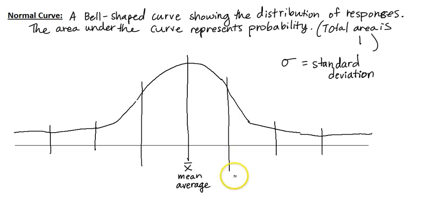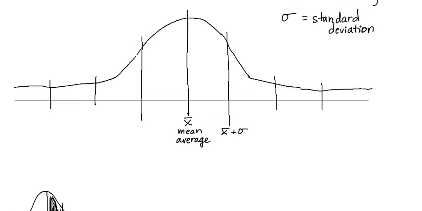So going in the positive direction, each one of these lines is going to represent one more standard deviation above the mean. So the first line here I would say is x bar plus sigma, and that in words means one standard deviation above the mean.